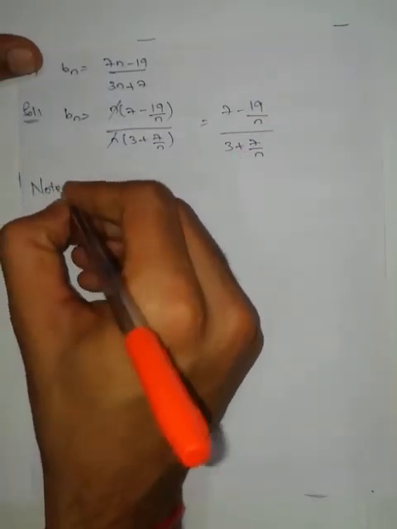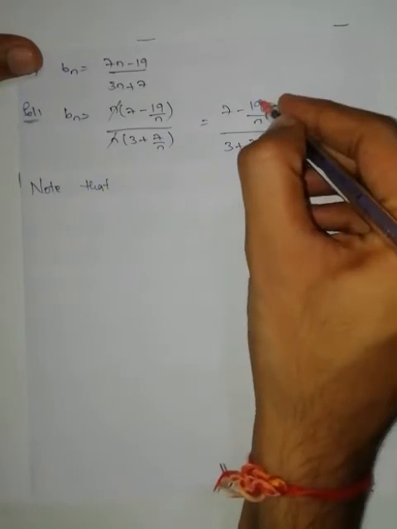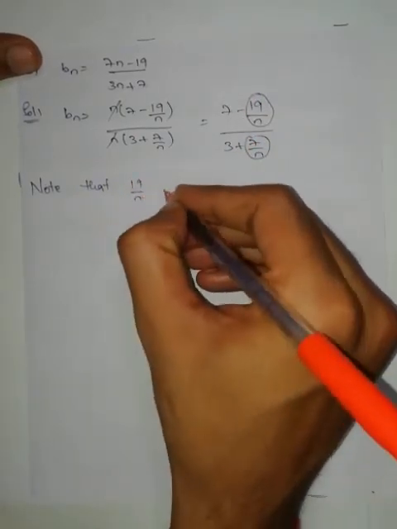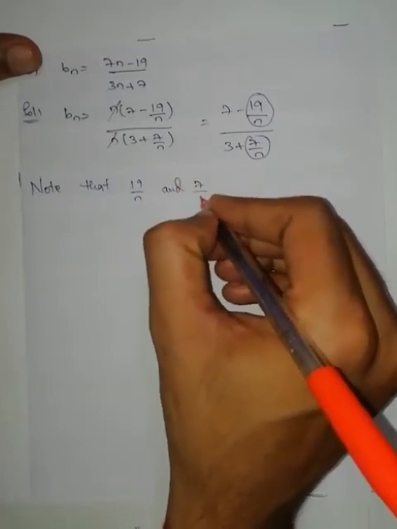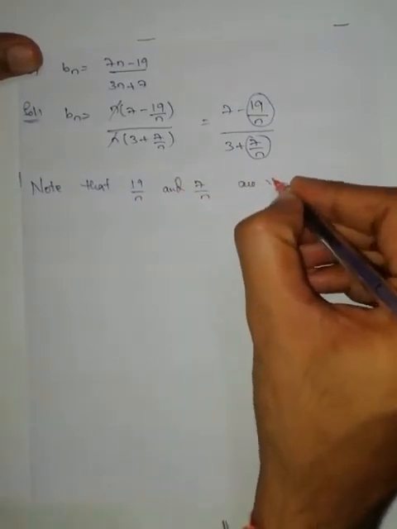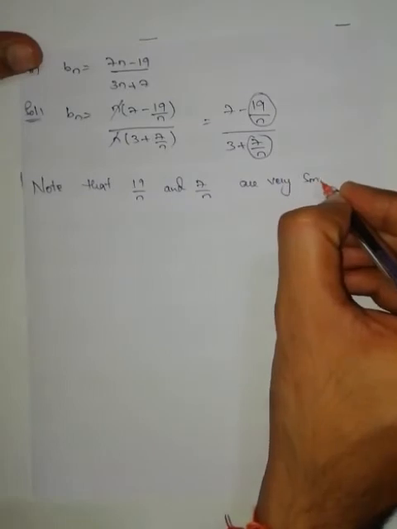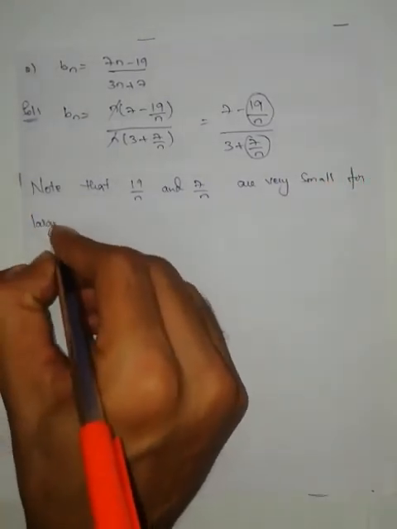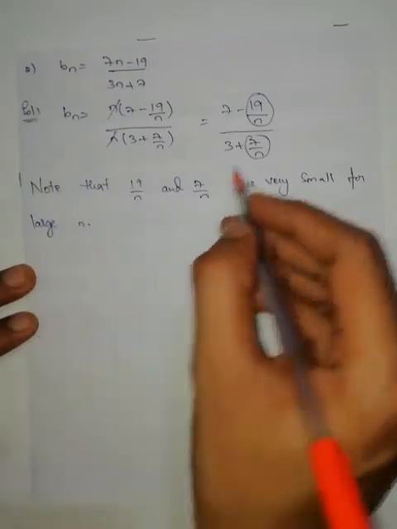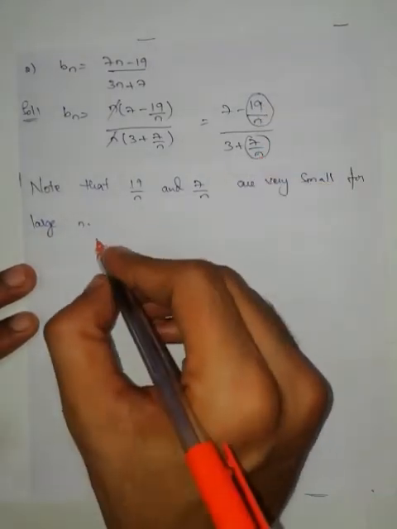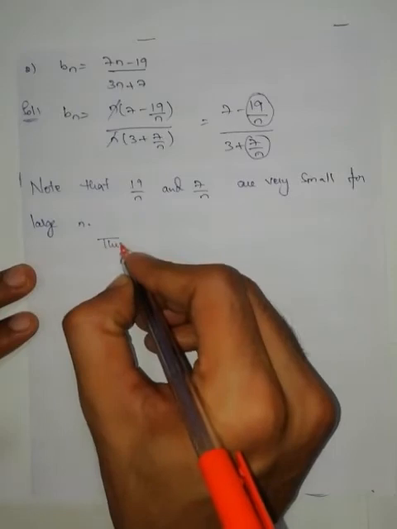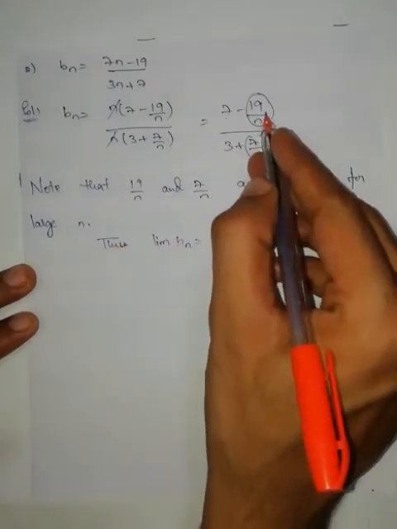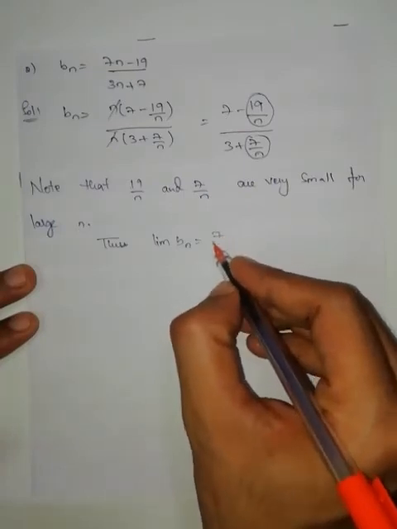Note that this term and this term, 19 by n and 7 by n, are very small for large n. So this one and this one become 0. Thus limit of Bn is equal to 7 minus 0 by 3 plus 0, that is 7 by 3.